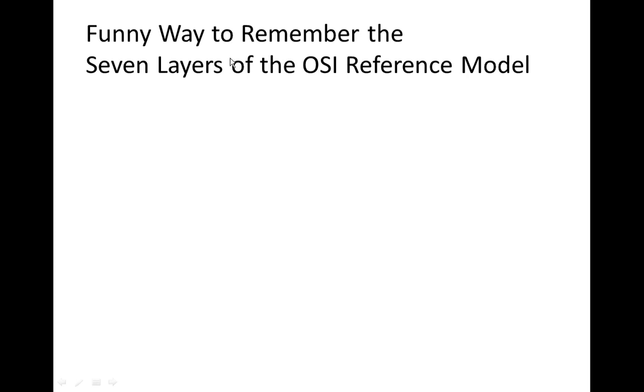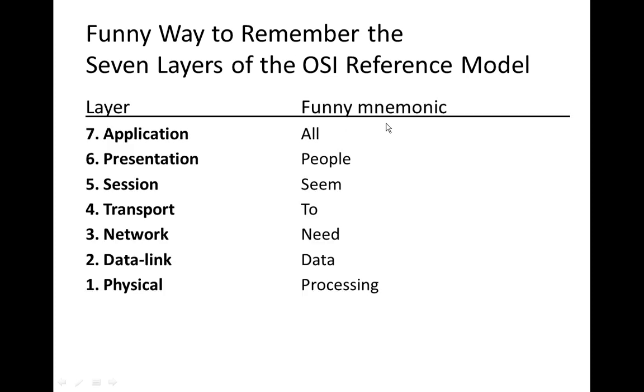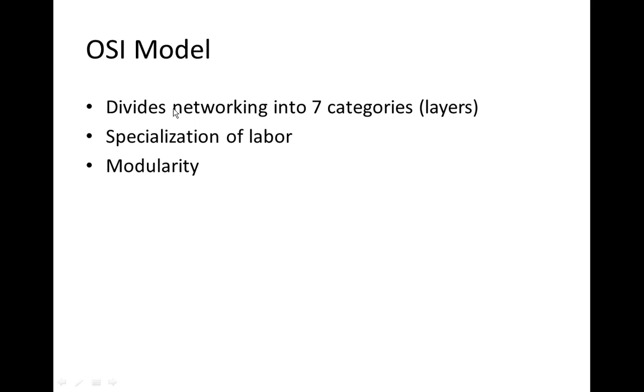Now here's the funny way to remember the 7 layers of the OSI model. It's a mnemonic, and the mnemonic is all people seem to need data processing. And that helps us remember the 7 layers of the OSI model and their order. So the OSI model divides networking into 7 layers for purposes of specialization of labor and for purposes of modularity.